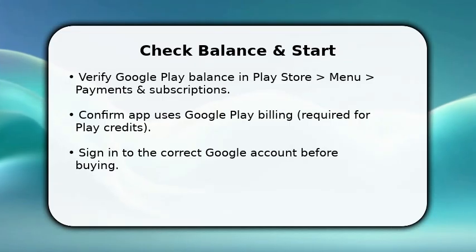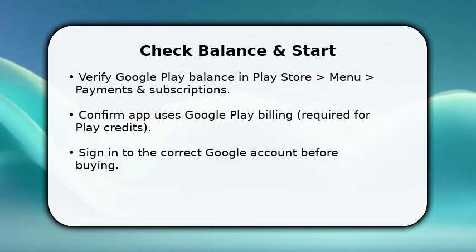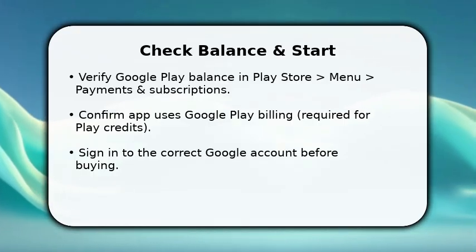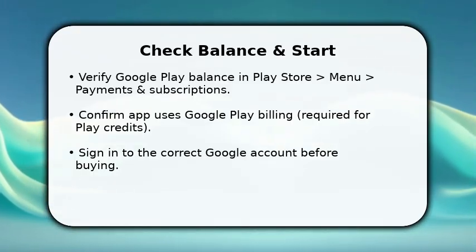Next, sign into the Google account that holds the credits. Switching accounts mid-purchase can fail. Now open the app and navigate to the item or subscription you want. This starts the in-app purchase flow using your Play balance.